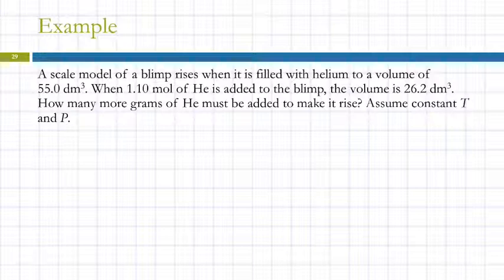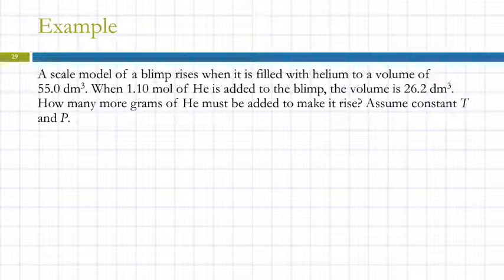One more example. A scale model of a blimp rises when it's filled with helium to a volume of 55 cubic decimeters. When 1.1 mole of helium is added to the blimp, the volume is 26.2 cubic decimeters. How many more grams of helium must be added to make it rise? Assume constant T and P.